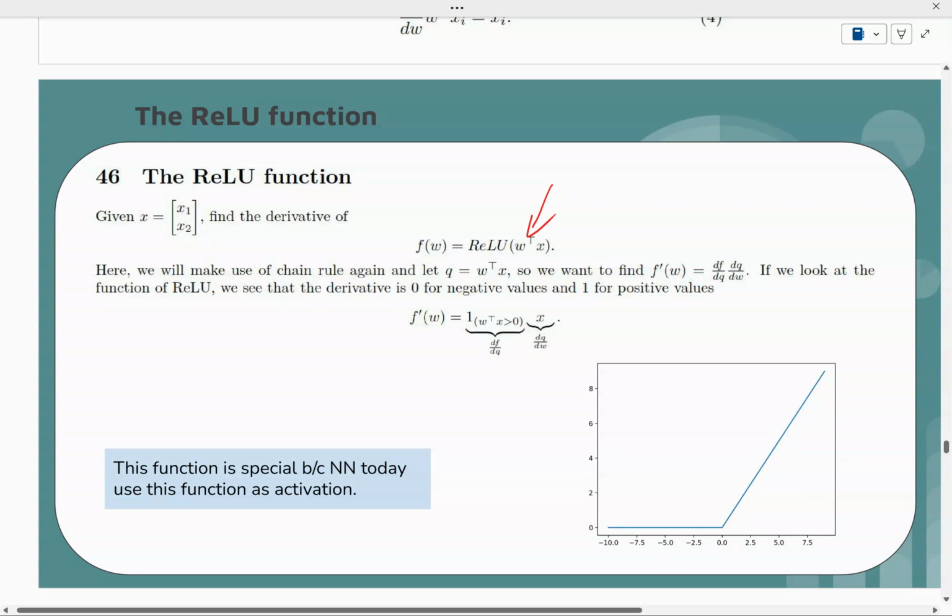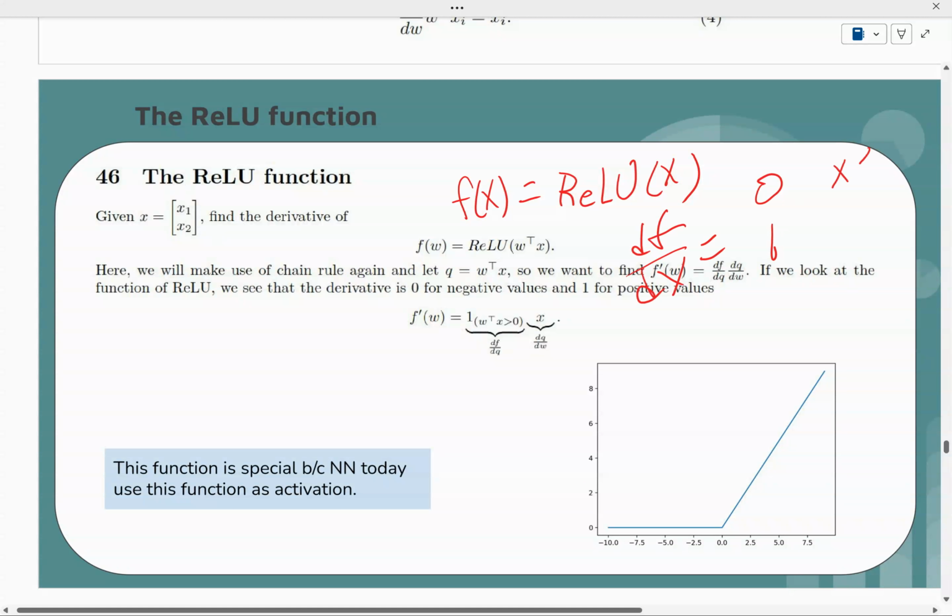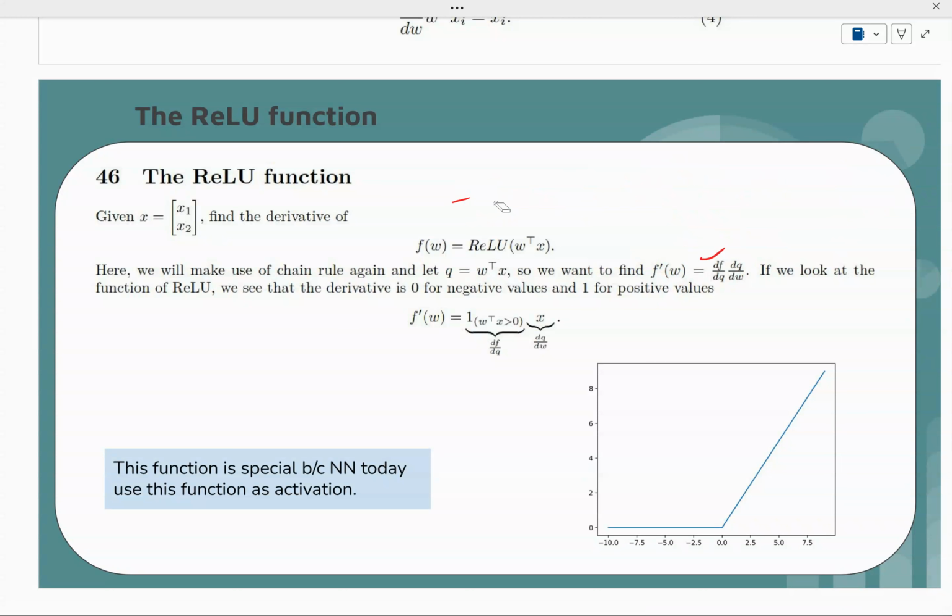And so now, if we want to take a derivative, we now know ReLU of x, and if f of x is equal to this, then df dx must be 0 or 1. It's 0 if x is less than 0 and 1 if x is greater than 1, right? So that's what the derivative will be. So now we can essentially split the problem we have and call that q. W transpose x is equal to q.